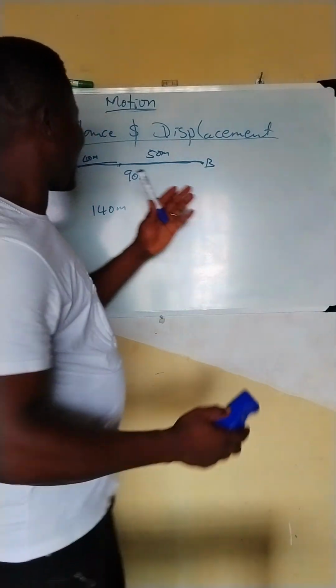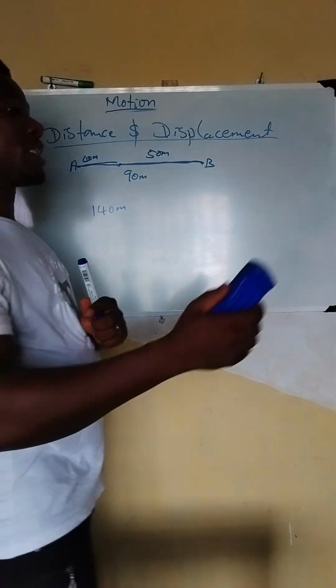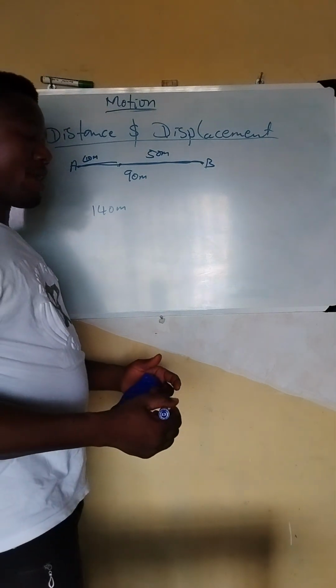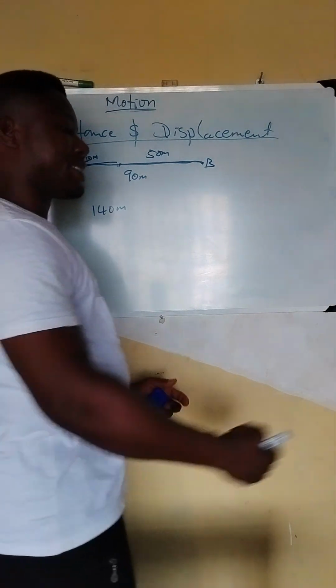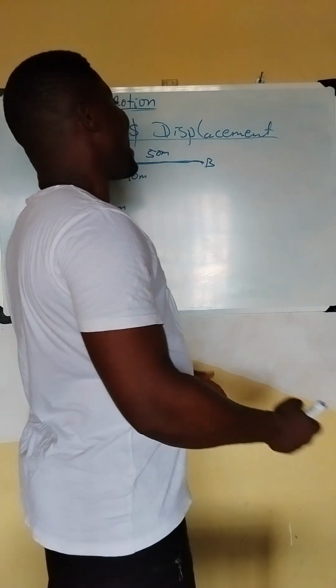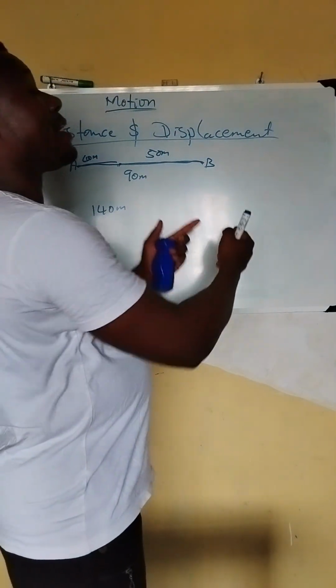Now, distance is always positive. It has a positive value. For instance, maybe you say a man covers a distance of 20 meters. That 20 is not minus 20, it is a positive value. But displacement can be 0.